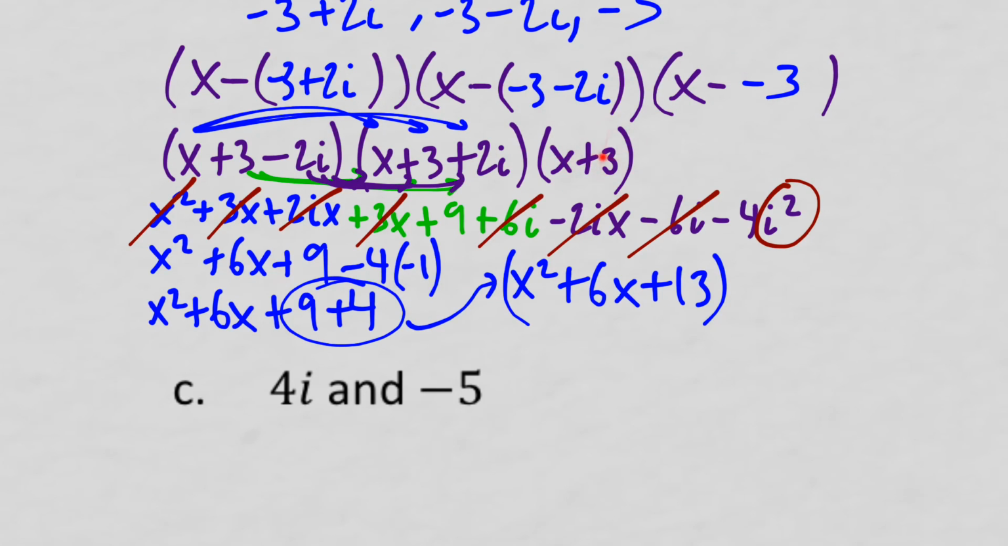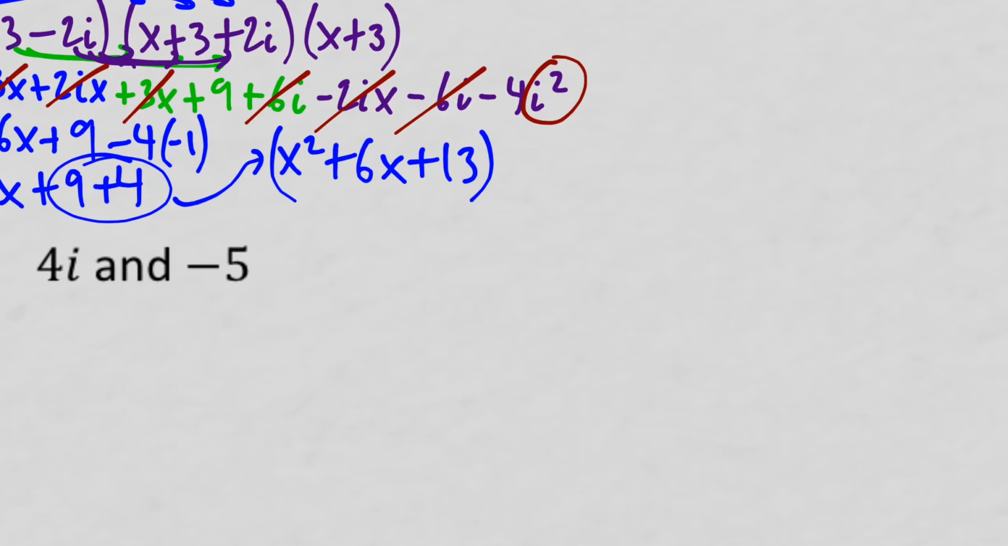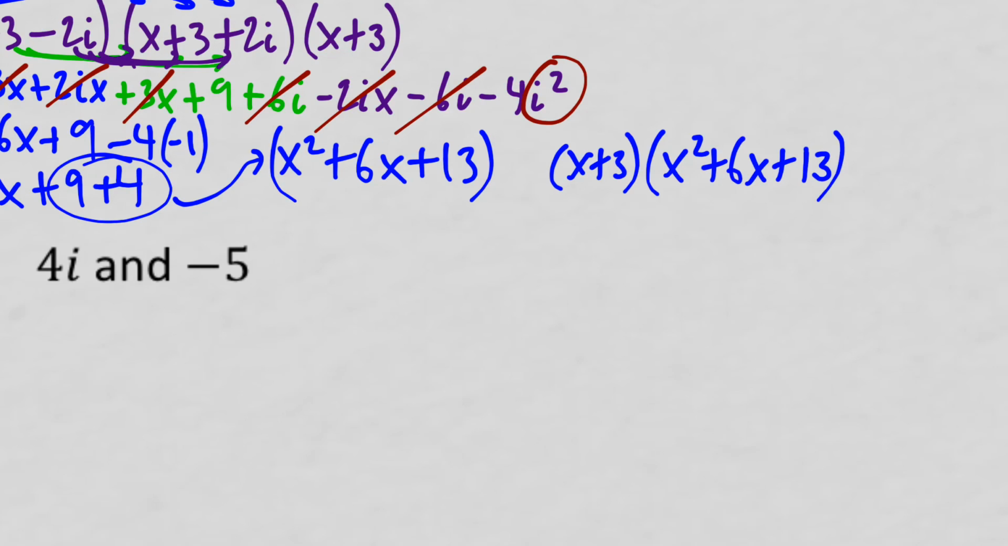We still have an x plus 3 here that we haven't multiplied out. So let's multiply the x plus 3. Actually, I'm going to write it in front. So I'm going to write x plus 3 times x squared plus 6x plus 13. I just like the smaller polynomial to be first, because then I can just distribute those two numbers. So I'm going to multiply the x times those 3, and I'm going to multiply the 3 times those 3.